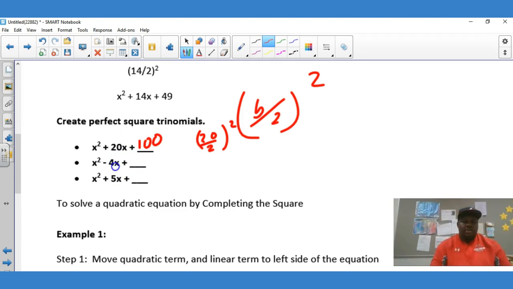Right here, b is negative 4. So negative 4 divided by 2 is negative 2. Negative 2 squared is positive 4. Now this is a perfect square trinomial.